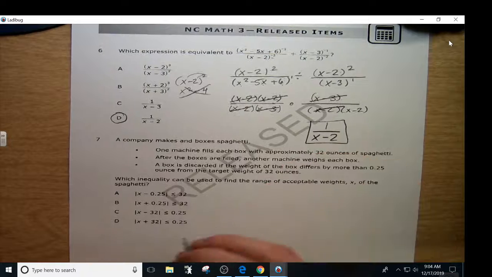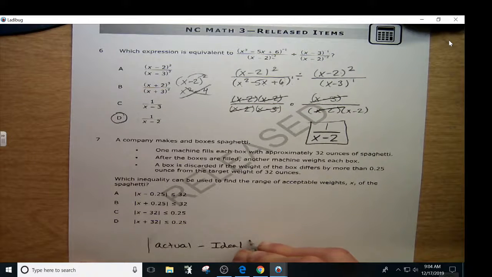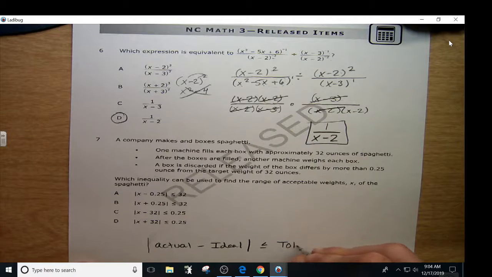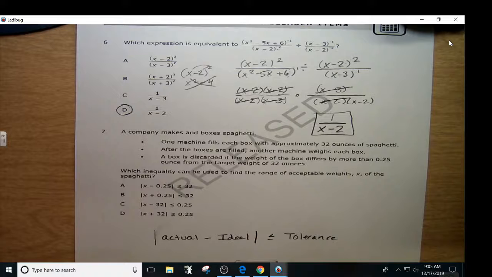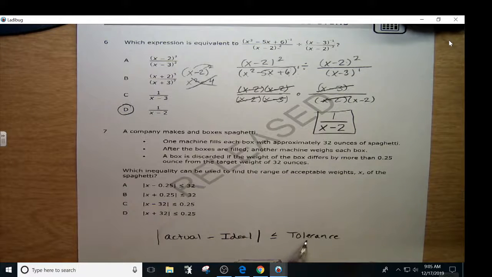All right, now, guys, write this down somewhere. This is your formula for tolerance word problems. It's actual minus ideal, absolute value, less than or equal to tolerance. Guys, if you write that down, there's probably not going to be any work to it. But make sure, maybe on a cheat sheet somewhere, as soon as you get to the test, write this down on your scratch paper. Write that down. Actual minus ideal is less than or equal to tolerance.